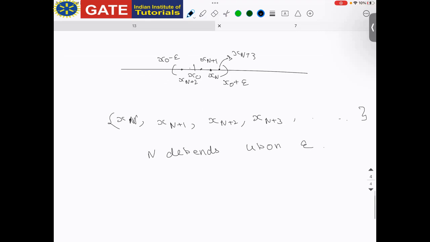Yes. How come? Like epsilon is a very small quantity, right? Yeah, it can be anything. It can be 1, 2, 3, anything. It can be as small as possible, as big as possible. Okay.